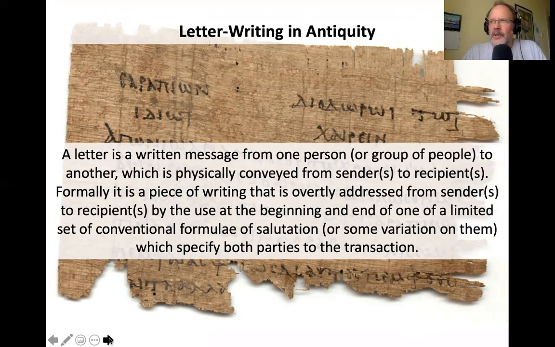So there's no electronic communication in the first century. There was not much of a postal service, and so you sent something, and it was often delivered by somebody. It was often also delivered orally to that person or to the group of people. Not everyone could read. In fact, most people could not read. So formally, a letter is a piece of writing that is overtly addressed from a sender or senders to recipients by the use at the beginning and the end of one of a limited number of conventional formulas of salutation.